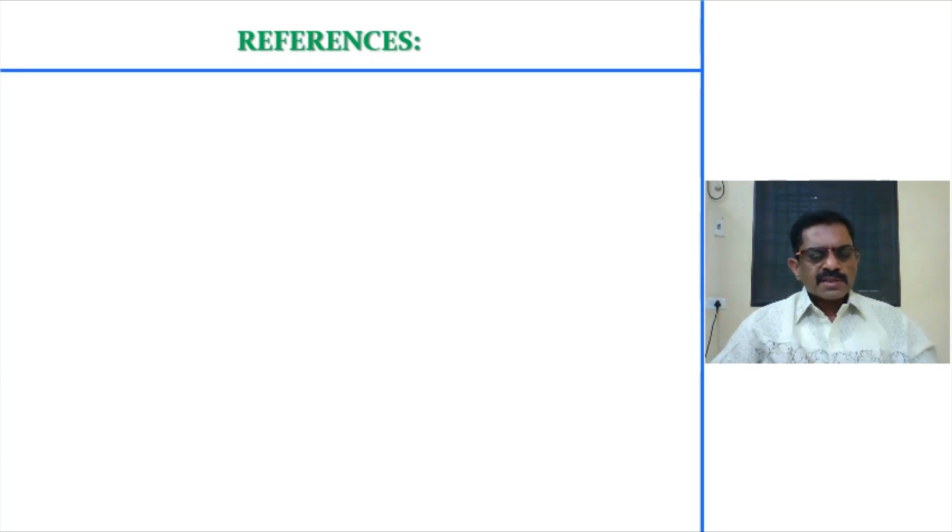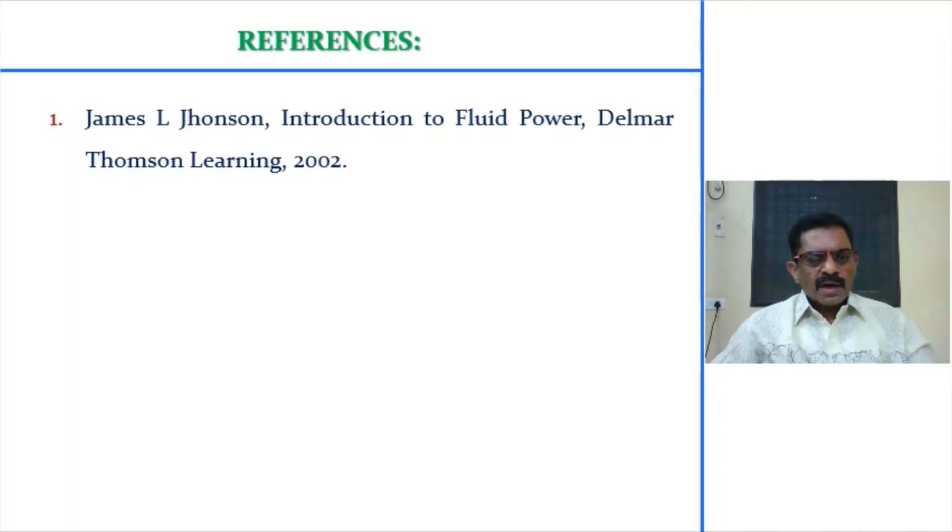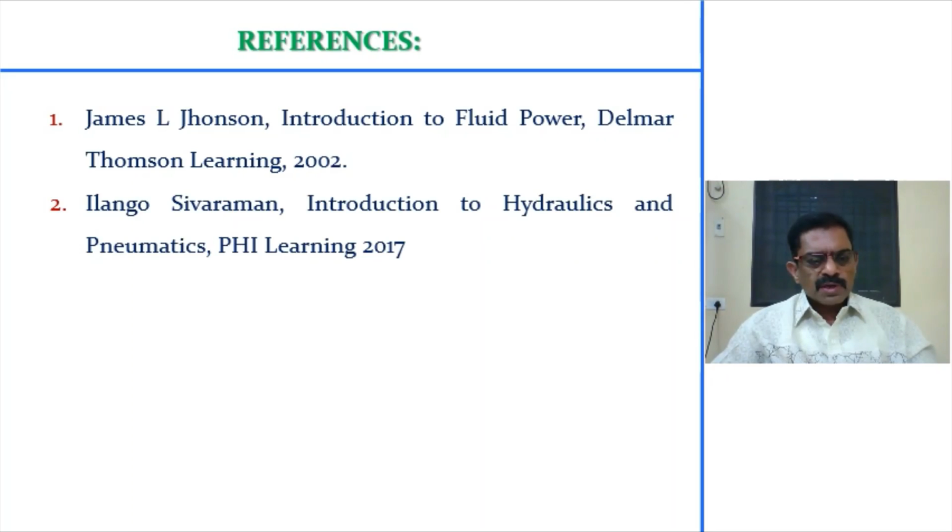So references, coming to references, this is another book. I find it is very useful. James Johnson is a very good book for component description, and this is another book, Ilango's Sivaraman. It is another very good book, and also recent book, Introduction to Hydraulics and Pneumatics. It is from Prentice Hall International publishers. It is a recent edition I have seen, and it is a very useful book. You can refer for this topic particularly, and we shall conclude today's class.